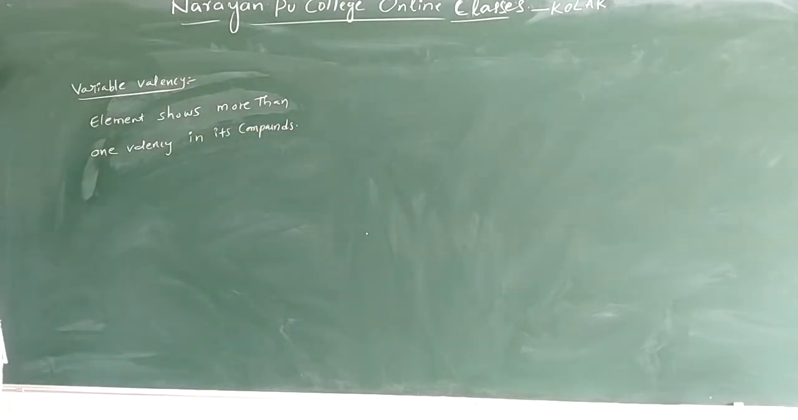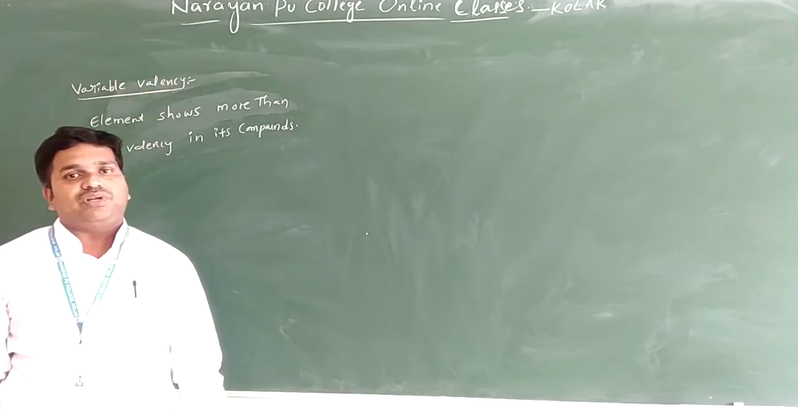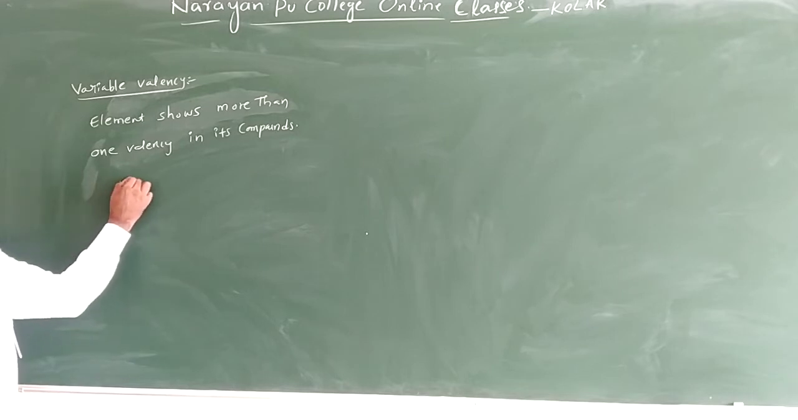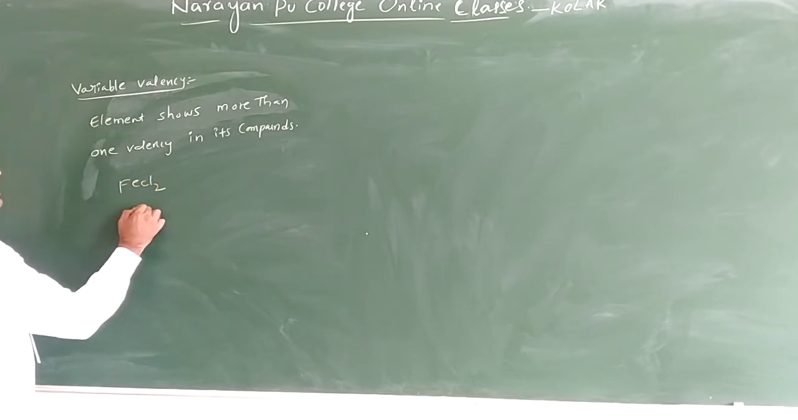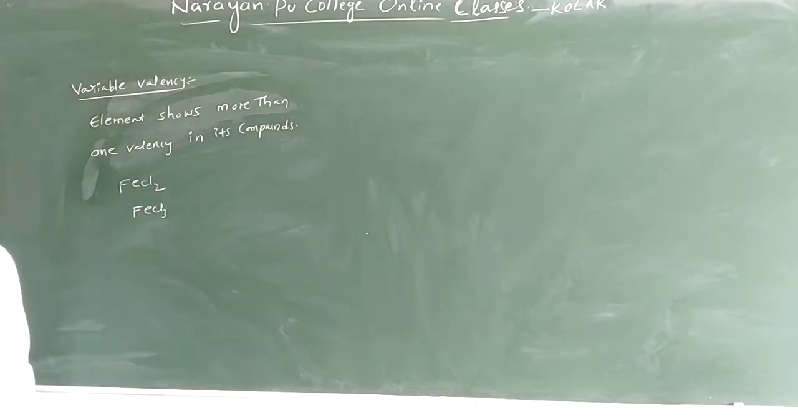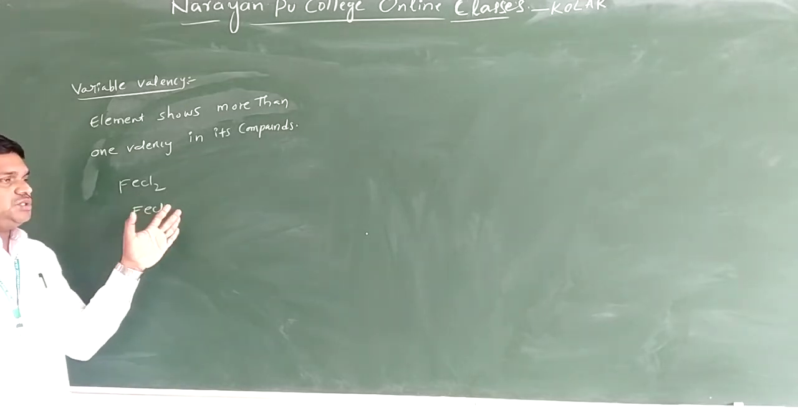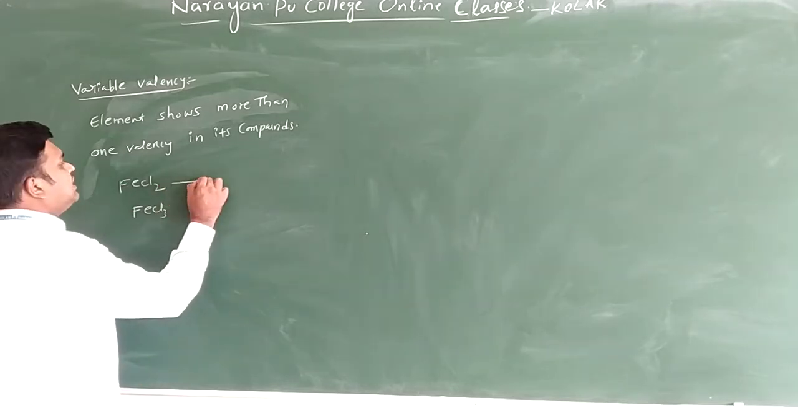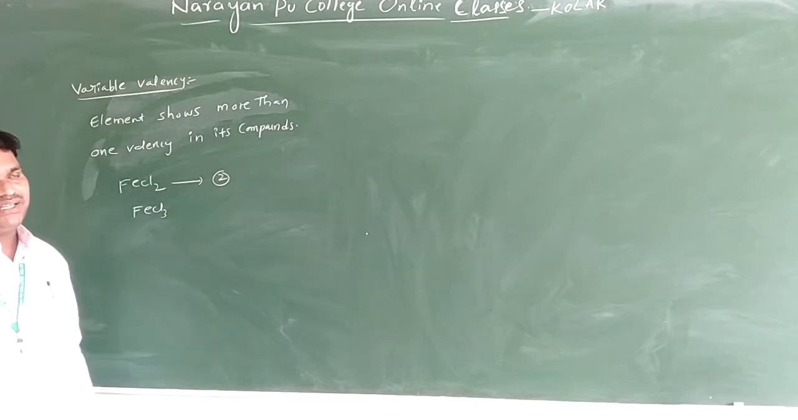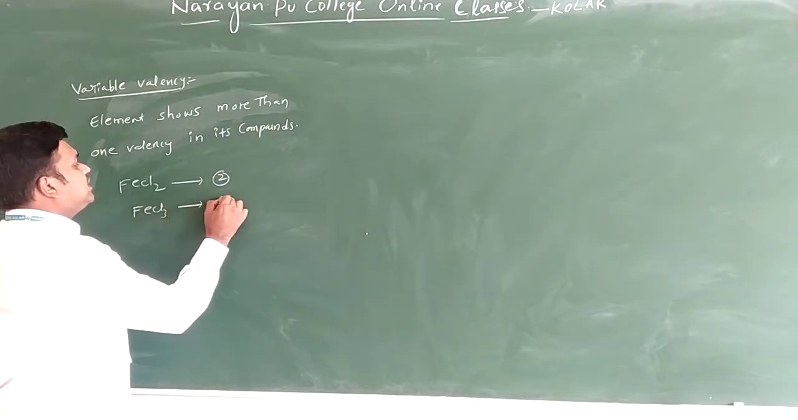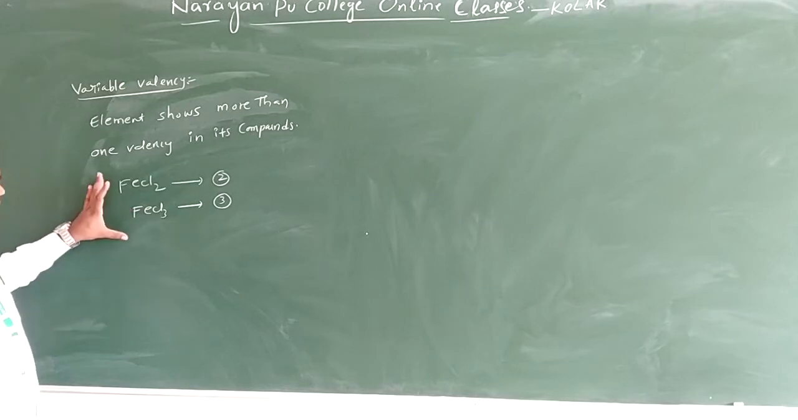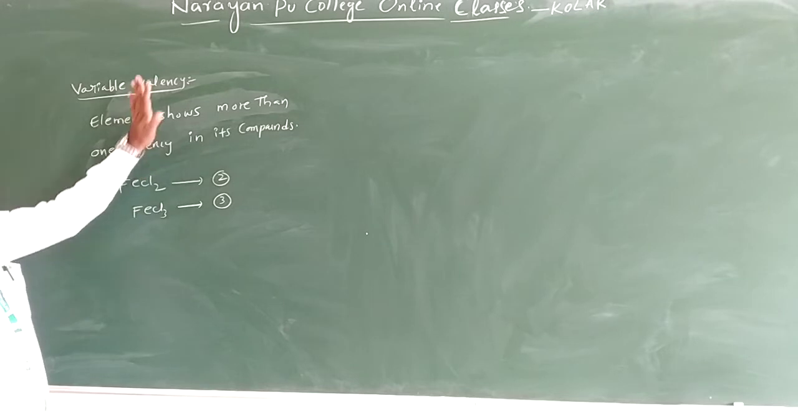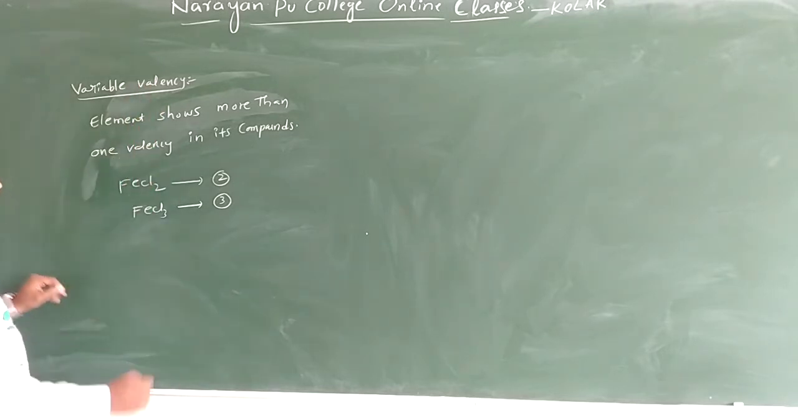An element that shows more than one valence in its compounds is said to have what? Variable valence. Let us see one example. FeCl2 and FeCl3. Here the elements are the same. What is the valency of iron here? The valency of iron here is 2. Here the valency of iron is 3. Same element, but it shows more than one valence in its compounds. This is called variable valence.